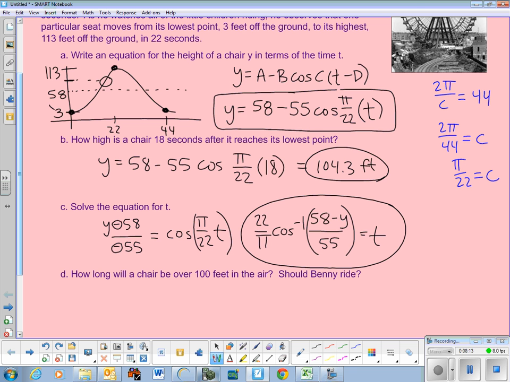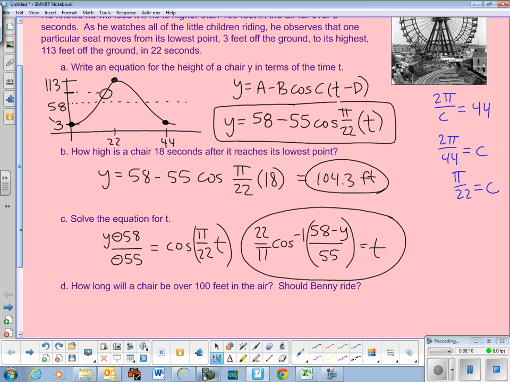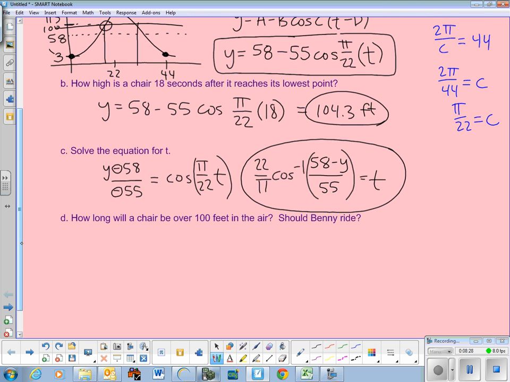Now, how long will the chair be over 100 feet? So at some point here, up at the top of this motion, whenever we get to 100, the question is, how many seconds is that going to happen? So what we need to do is figure out what values are going to make this equal to 100. So I'm going to substitute in 100 for y. So it's going to look like this. 22 over pi times the inverse cosine of 58 minus 100 over 55.